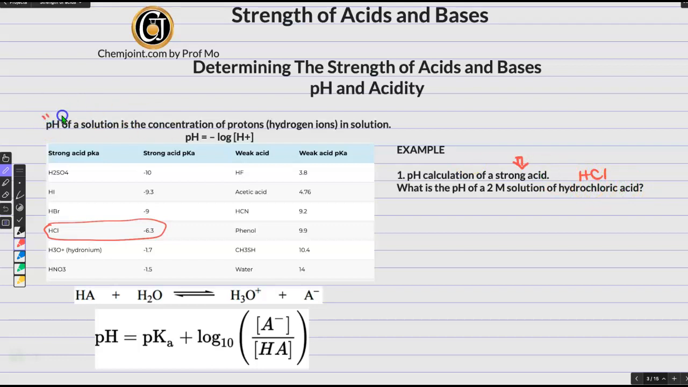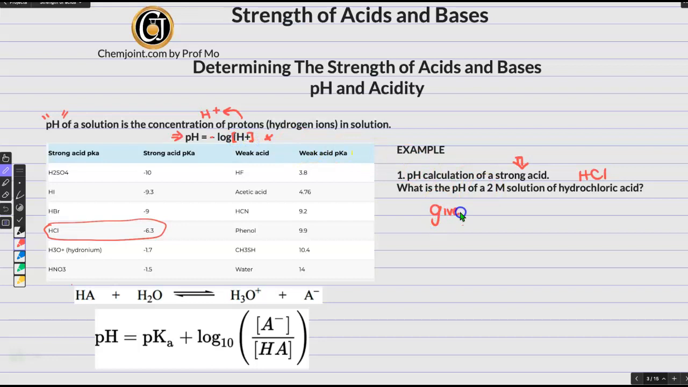What is pH in the first place? pH is the concentration of protons. How much H plus you have. That's what we call protons in solution. The expression for pH is pH equals negative log of H plus. Since it's a strong acid, we can use this expression already. Negative log concentration of H plus.